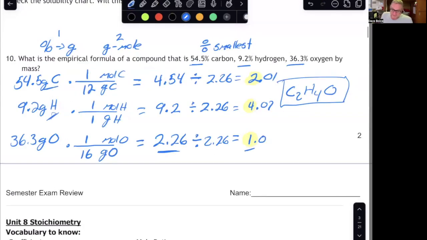Okay, that's it for this unit. So I'm going to go ahead and stop this video here, and then I'm going to come back and do unit 8, which is stoichiometry. So that one's going to have a lot of practice problems on it because there's going to be quite a bit of it on the test, and it's been a while since we've done it.